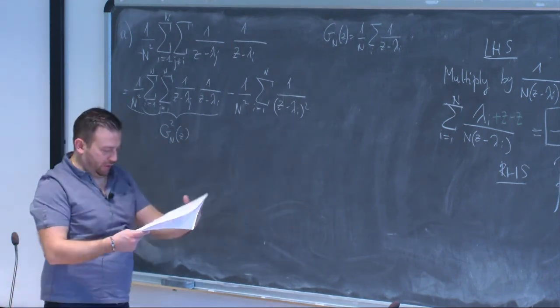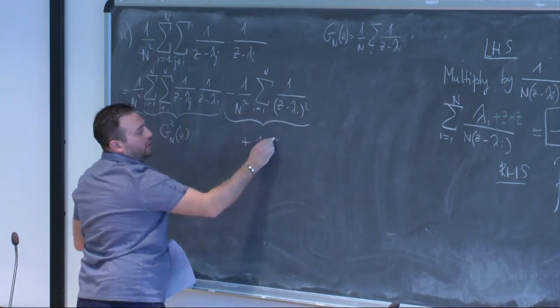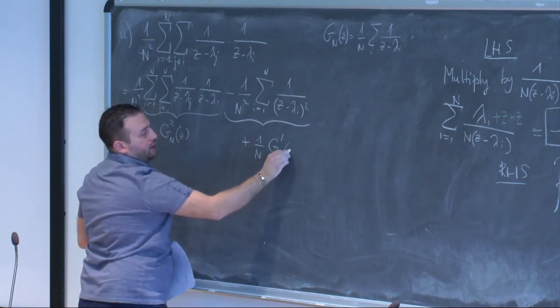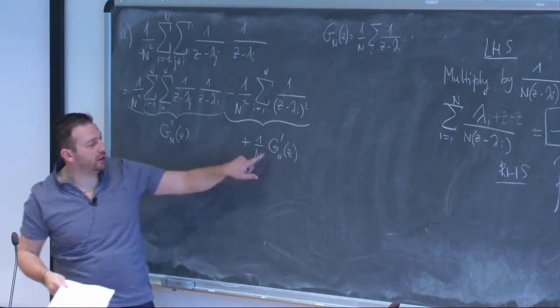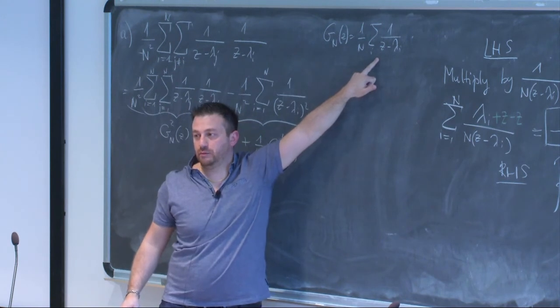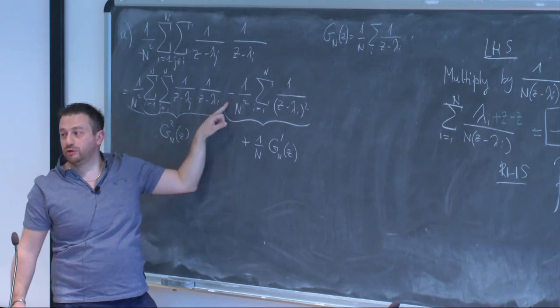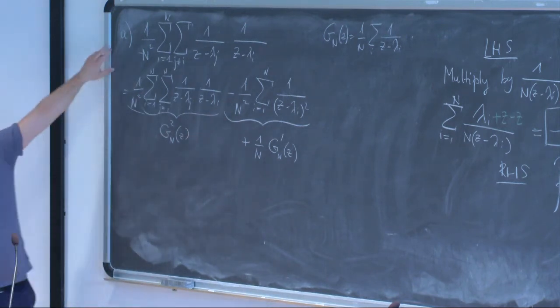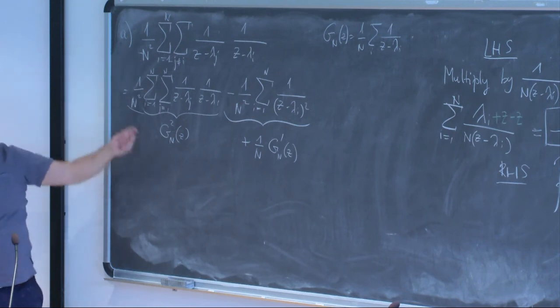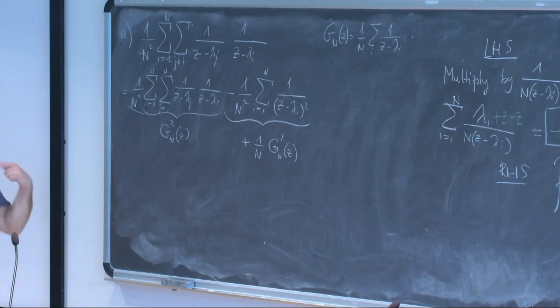And here what we have is that this object here is plus 1 over n, the derivative of gn. So if you differentiate this object with respect to z, you get a square in the game. But there is also a minus sign that will cancel out this object. So our first term A is equal to gn square plus 1 over n gn prime. Now we work out what B is. Then we sum them up and equate the result to the left-hand side.